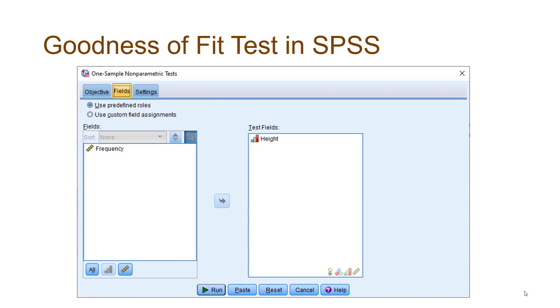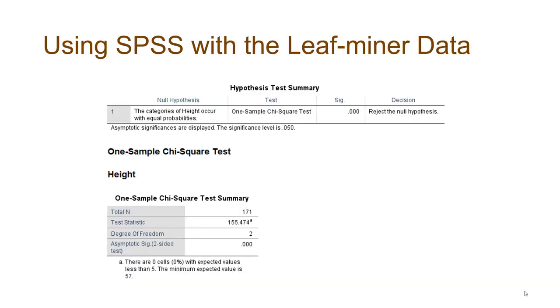Objective, as you've seen before, is completely automated. And you could go to settings, but again we want to leave it on automated. So you press run, and this gives you the output that says null hypothesis: the categories of height occur with equal probabilities. So one sample chi-squared test, the significance of this is 0. You reject the null hypothesis. There is no way at all that you've got an equal distribution of leaf miners across the 3 heights.